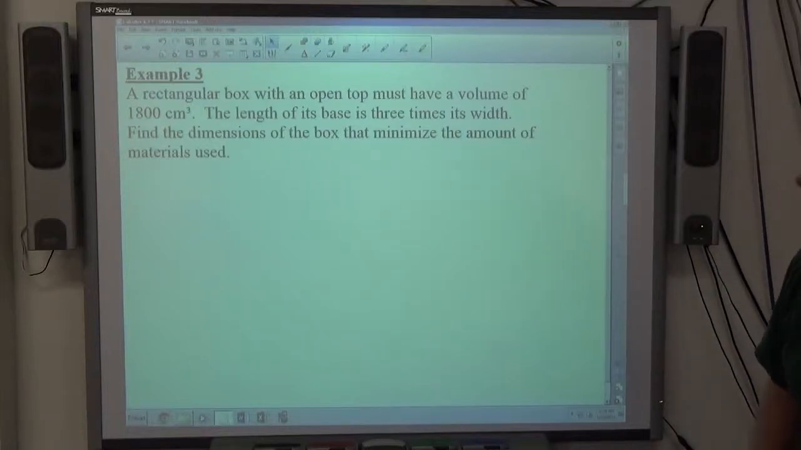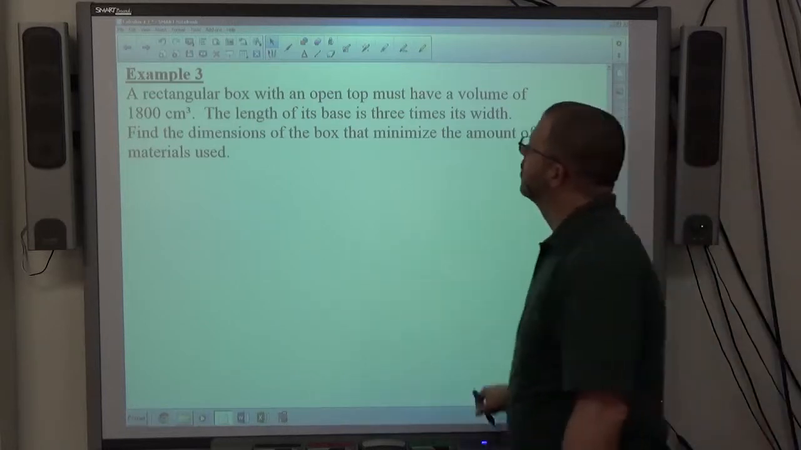Final example today, a rectangular box with an open top must have a volume of 1,800 cubic centimeters. The length of its base is 3 times its width. Find the dimensions of the box that minimize the amount of materials used. Okay, now, this happens a lot of times.